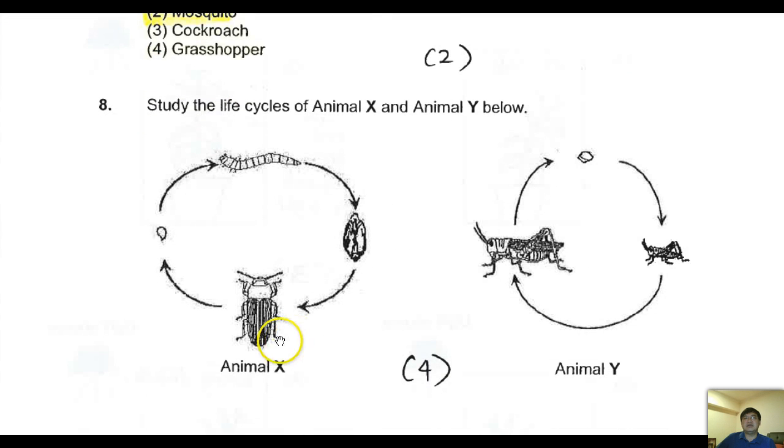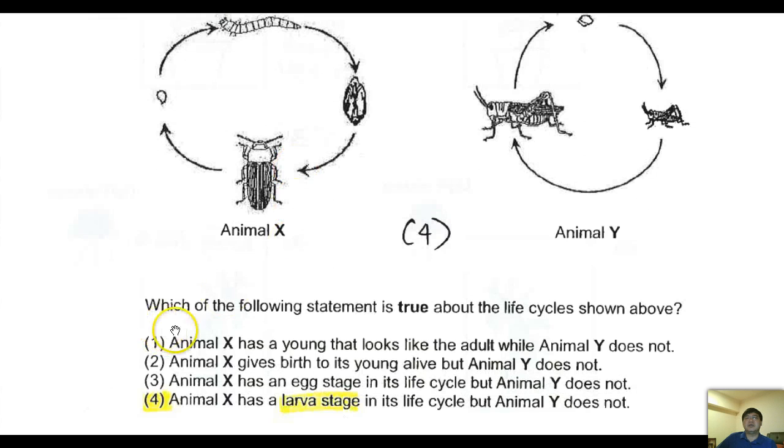Next, study the life cycle of animal X and Y. This is the mealworm beetle. This is the grasshopper. This is 3 stage, 4 stage. Now, which of the following statement is true about the cycles above? The answer is 4. Animal X has a larva stage, okay, and Y does not. No larva stage. There is a larva stage here. Now, other comparisons are not true.